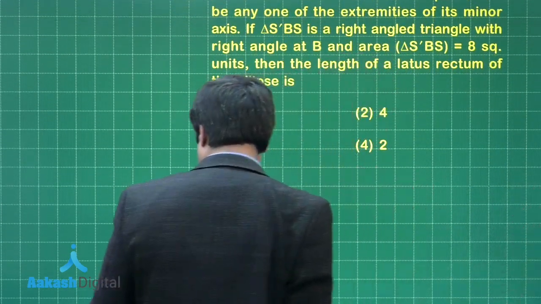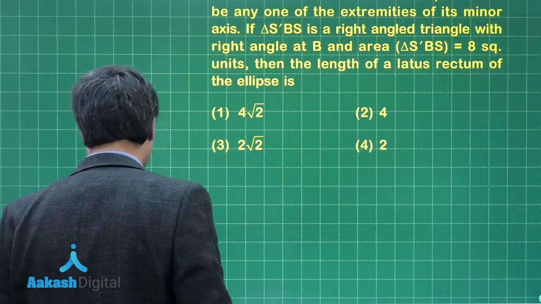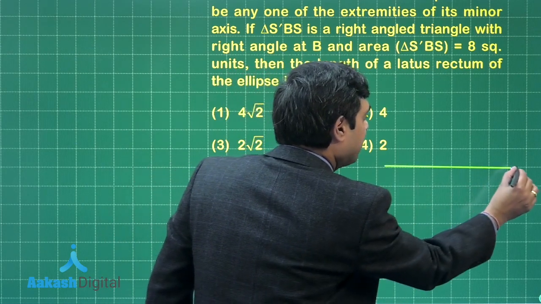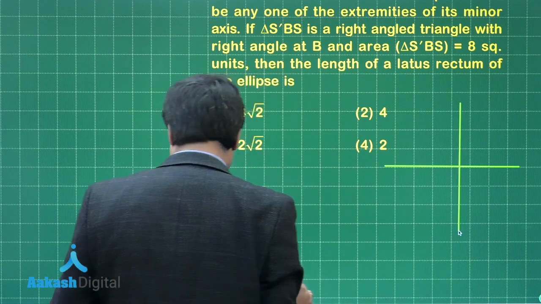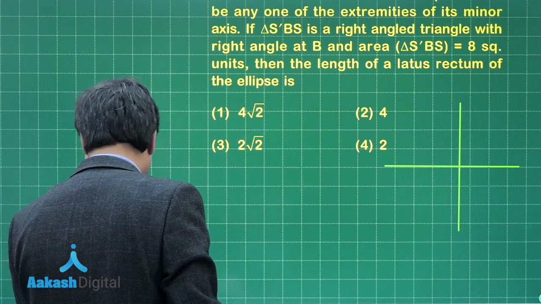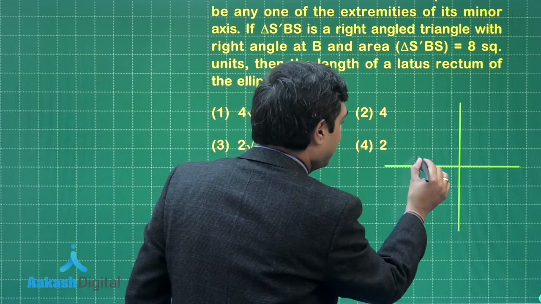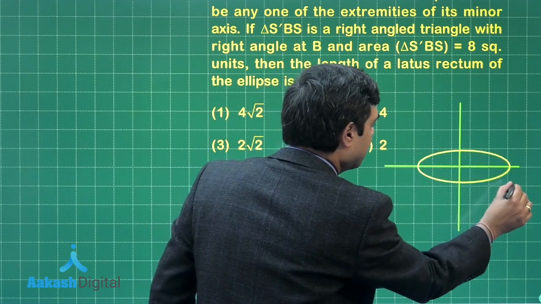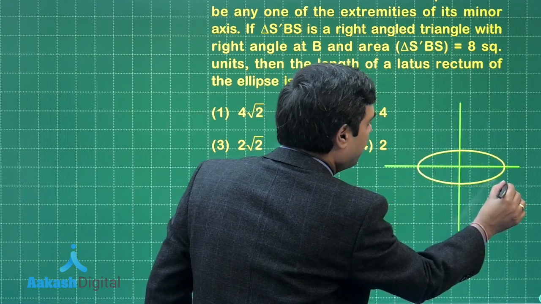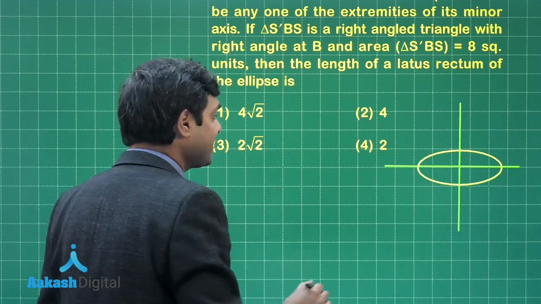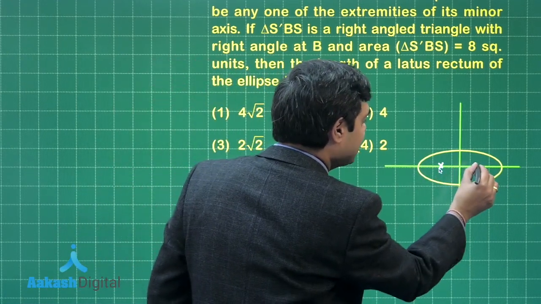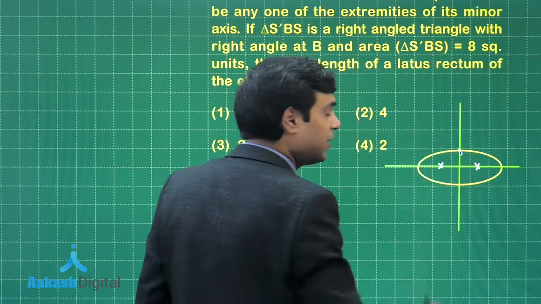Not a difficult one. Let's first make some drawing part. We have the x axis, y axis, and let's draw the ellipse here. So, we have an ellipse like this, correct. Now, question says that we have foci S and S dash. Let us say this is S dash, this is S and this is B.